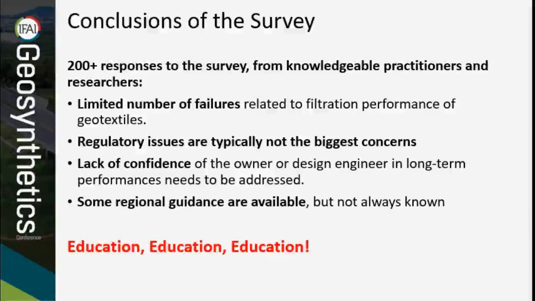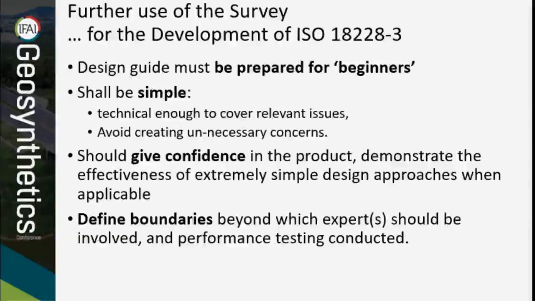And finally, the last point was that there is some regional guidance available in more or less every country, but it is not always known. So education is really the key tool that should be considered to develop the appropriate use of geotextiles. The next question was, how can we better value the survey for the development of ISO 18283? Overall, the direction taken was to make sure the document is simple, prepared for beginners, and gives confidence, and adequately defines boundaries where further testing should be conducted, because we are in a special situation.